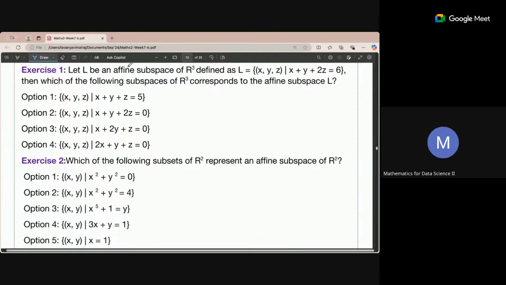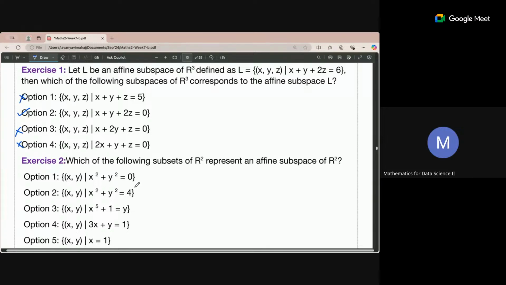So what is the question? First of all, L is an affine subspace like this. Which of the following subspaces of R3 correspond to the affine subspace of L? So it should be x plus y plus 2z, and this part should be 0. So it is option 2. These others are also subspaces but do not correspond to this affine space. And this one is not a subspace at all.